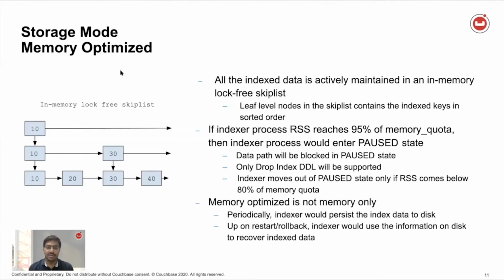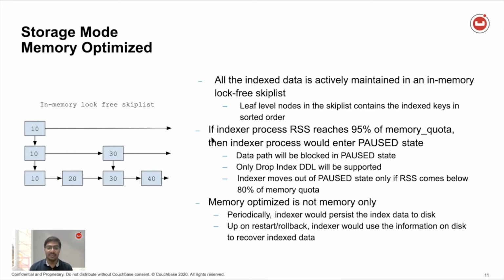In memory optimized storage mode, all the index data is actively maintained in an in-memory lock-free skip list. The lock-free skip list is designed to be highly concurrent in nature and can easily handle a large number of concurrent accesses by multiple threads. The leaf-level nodes in the skip list contain all the indexed keys in sorted order. Each index maintains an instance of this lock-free skip list to store all the data that is relevant to the index.